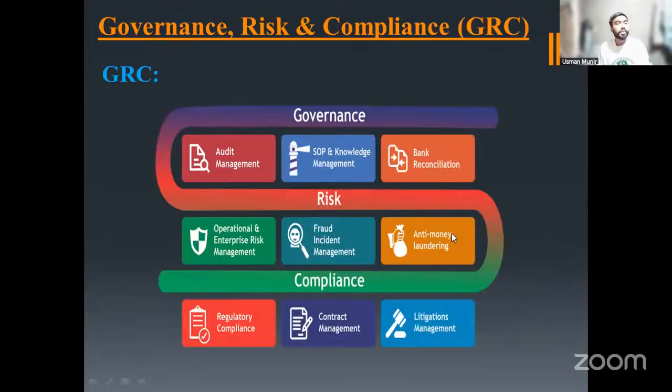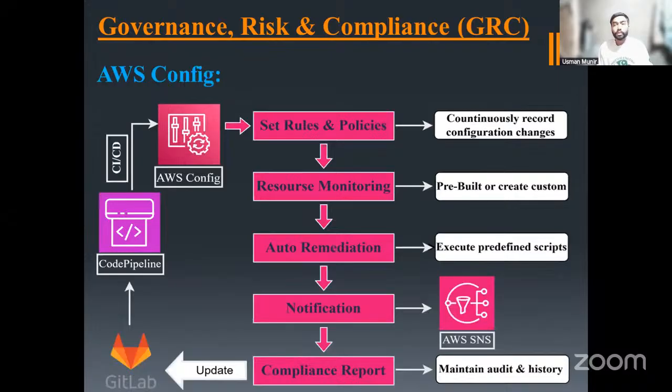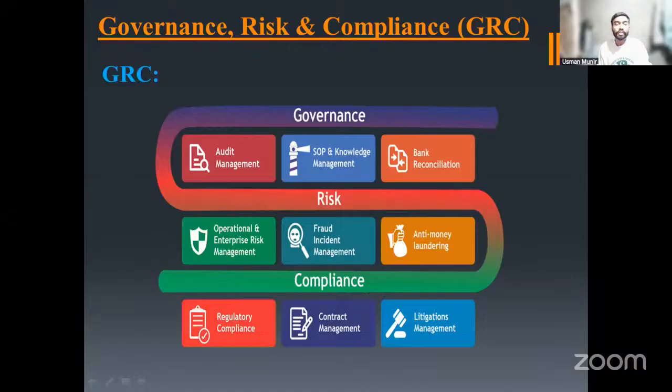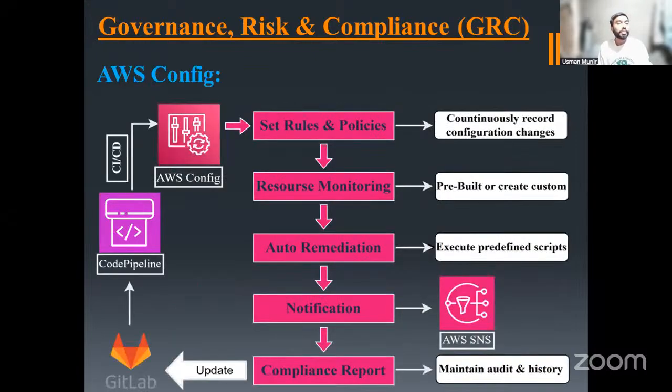The next is governance, risk, and compliance (GRC). In GRC, we will ensure compliance with cloud-native governance tools and according to the local and country regulations and laws. In AWS, we will use AWS Config among the Amazon services in GRC here. So in AWS Config, we set rules and policies continuously.